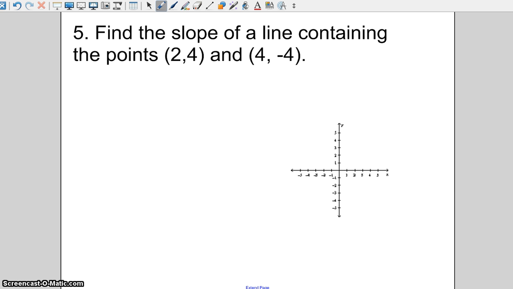Find the slope of a line containing the points 2, 4, and 4, -4. If you want to see what that looks like, 2, 4 would be about right here, and 4, -4 would be about right there. And so the line would look about like that. When you label your points x1, y1, and x2, y2, it doesn't matter which one is the first point and which one is the second point, as long as you are consistent. So to find the slope, we find the difference of the y's and divide by the difference of the x's.